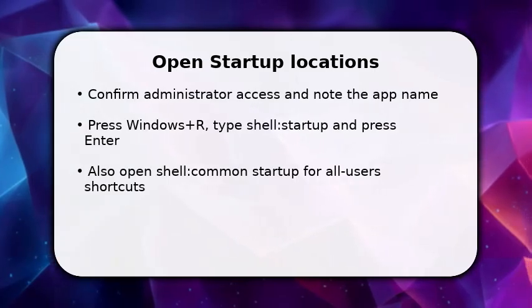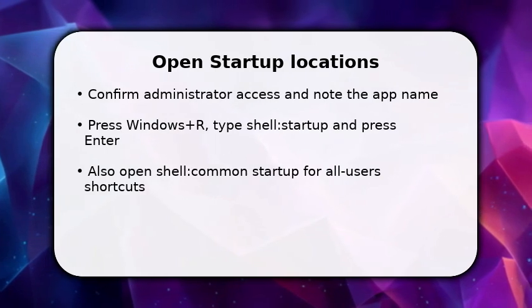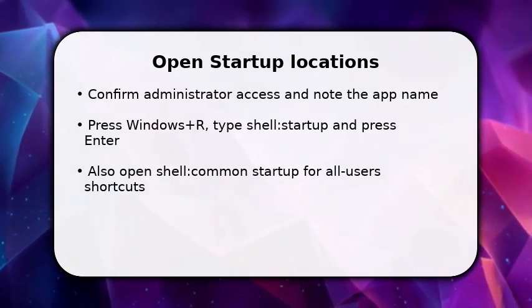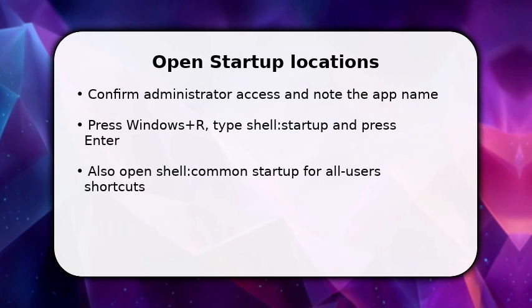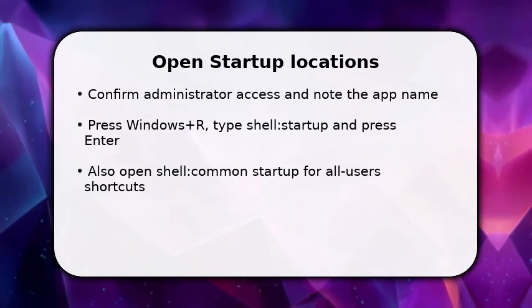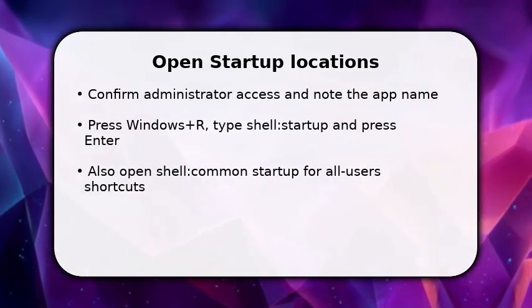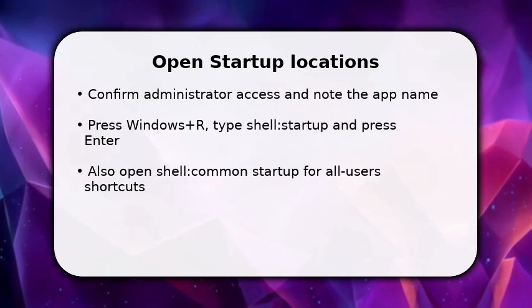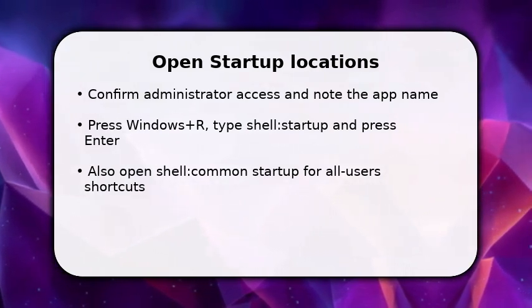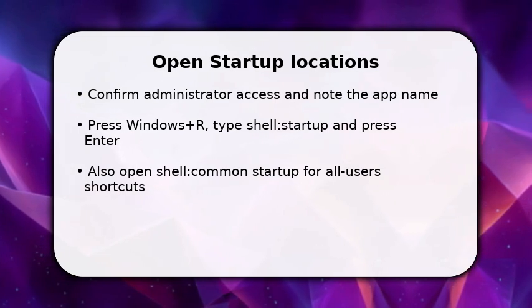You start with the essentials, admin rights and the app name. Once ready, press Windows plus R and type shell:startup to open your user startup folder. Make sure to also open shell:common startup to check system-wide shortcuts. These two folders are the usual place a shortcut lives that launches an app on login.